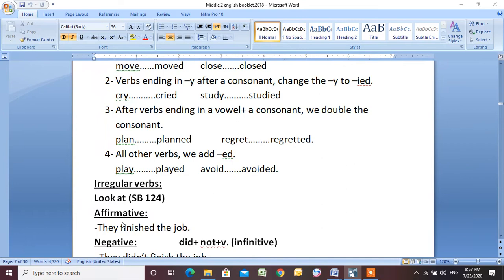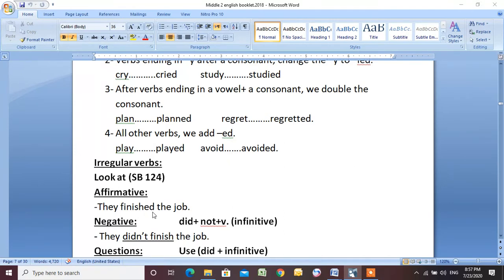Now, in the affirmative, we say they finished the job. So we put finish plus ed because this verb is a regular verb. In another sentence, I can say they bought a car. Bought is the past of buy. And here it's an irregular verb.